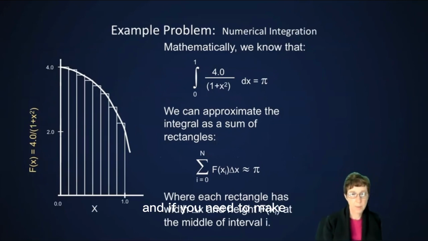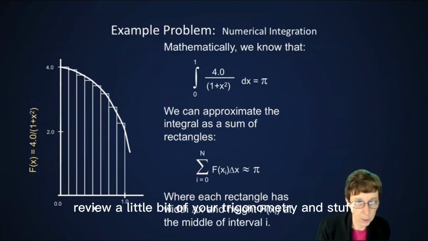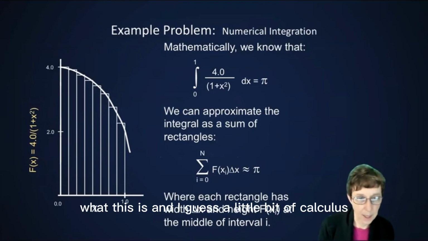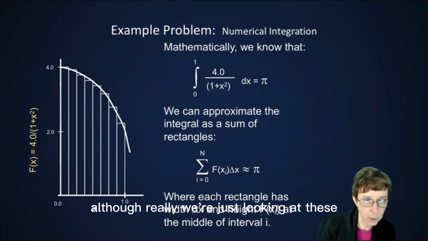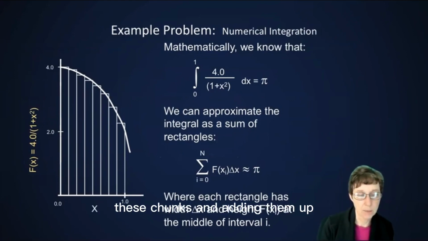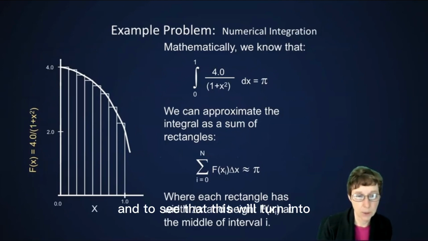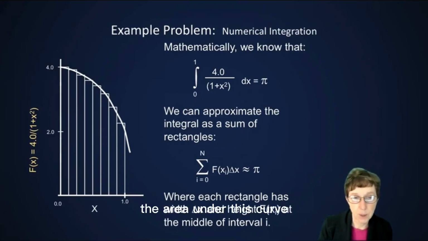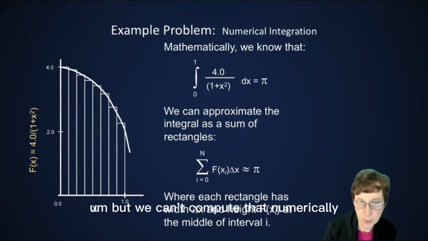And if you need to, you may go back and review a little bit of your trigonometry and a little bit of calculus, although really we're just looking at these chunks and adding them up, to see that we'll be able to use this to compute pi. So we're going to approximate this by the sum of these rectangles, right? The exact value of pi would be the area under this curve, but we can't compute that numerically.